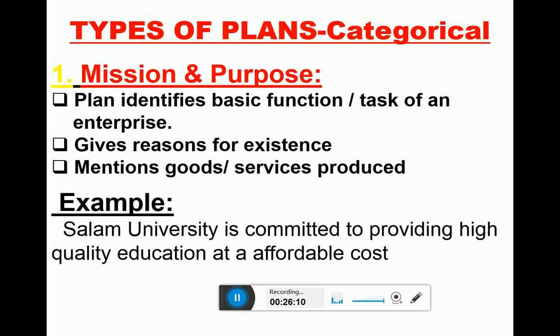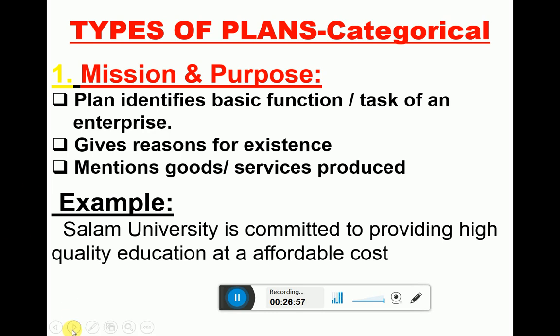Mission is also called purpose. This is the type of plan that states the organization's purpose: why the organization is in the market, or in other words why this organization is different from the rest of the other organizations. For example, Salam University is in the market, so what is Salam's purpose? How is Salam University different from other universities? What is the main purpose, the main ideology, the mission of Salam? That is known as the mission or purpose of the organization. For example, the mission of Salam University is that it is committed to provide high quality education at an affordable cost. So the first plan is mission or purpose.